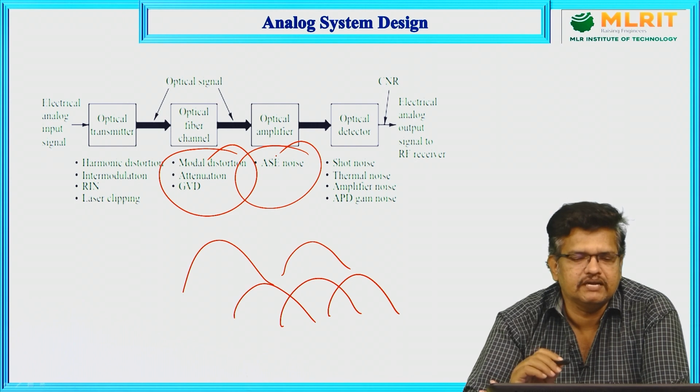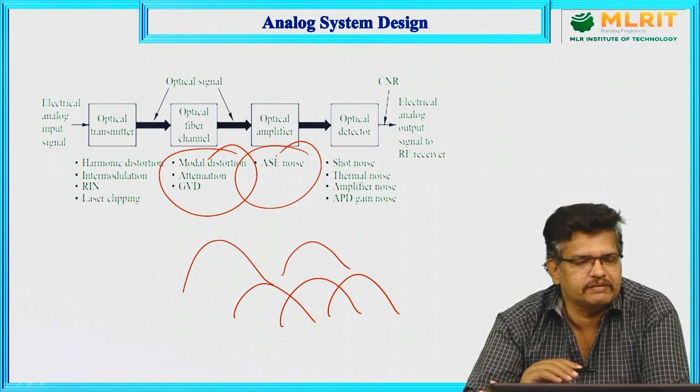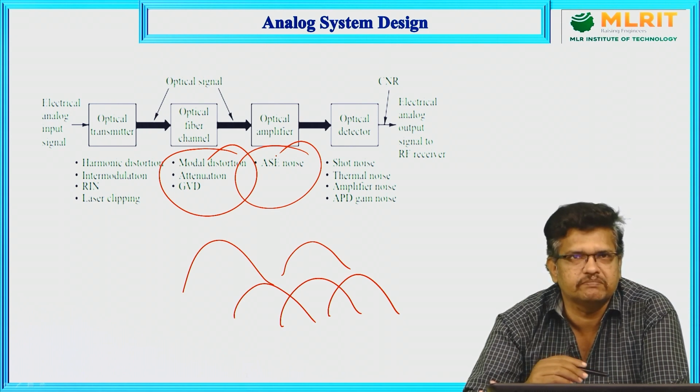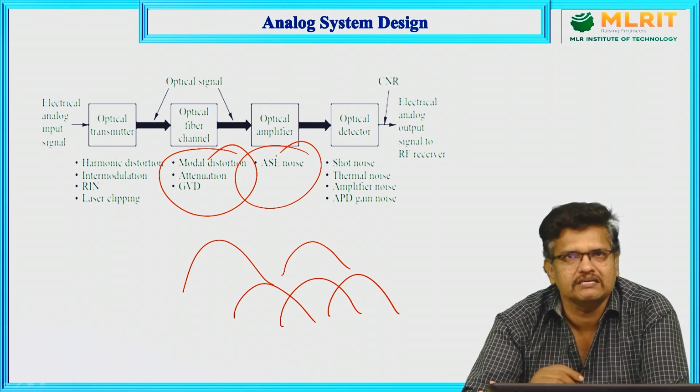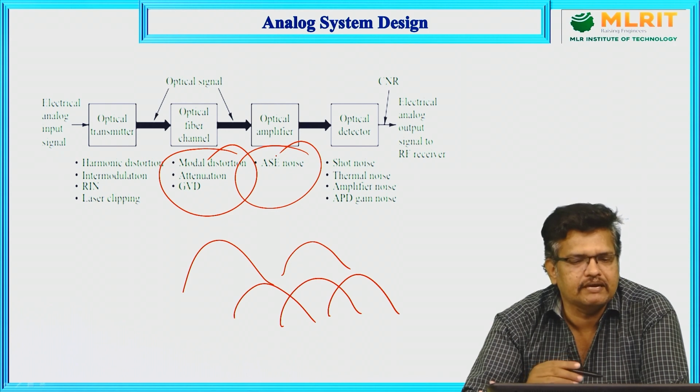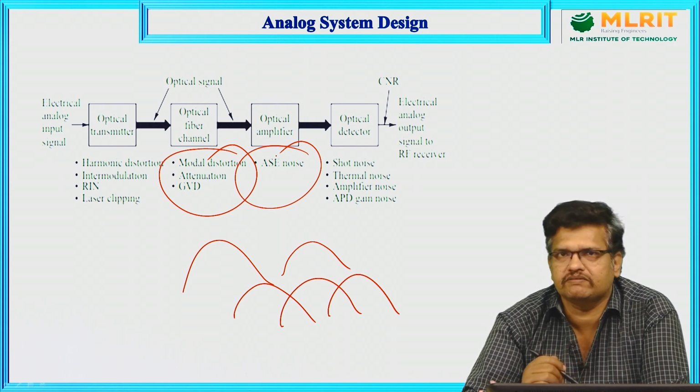Generally, for the optical transmitter, some lists are given. These are the problems that occur in the optical transmitter, and you should minimize them. Similarly, in the optical fiber channel, some distortion will occur, which we should minimize. Similarly, in the optical amplifier, some noises will occur, that we should minimize.